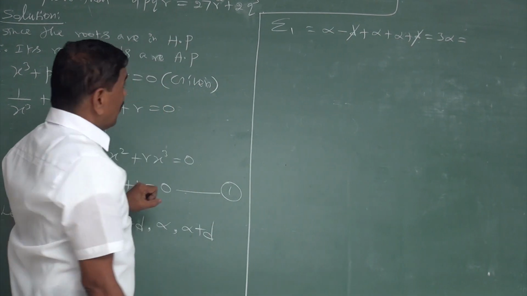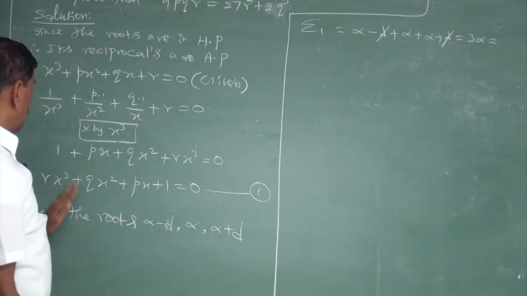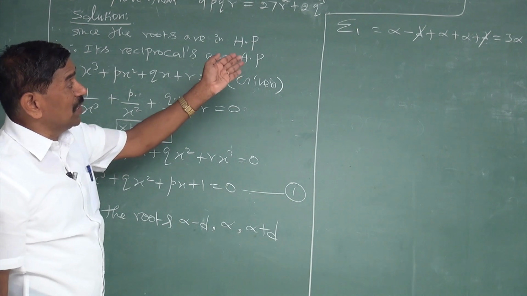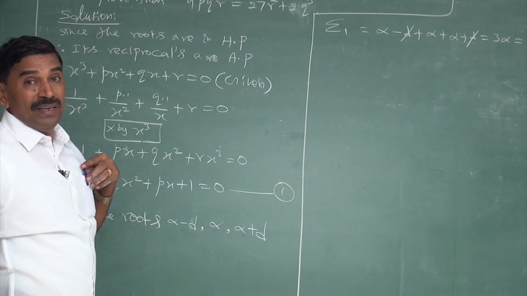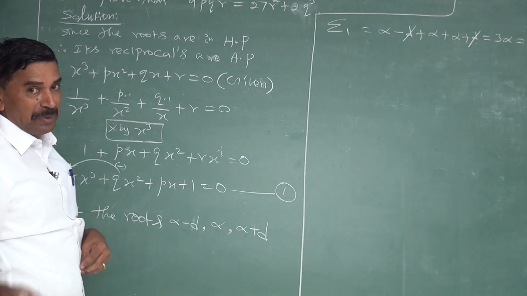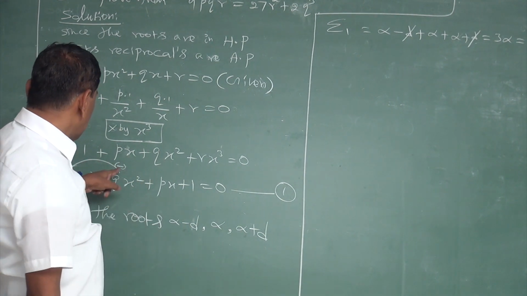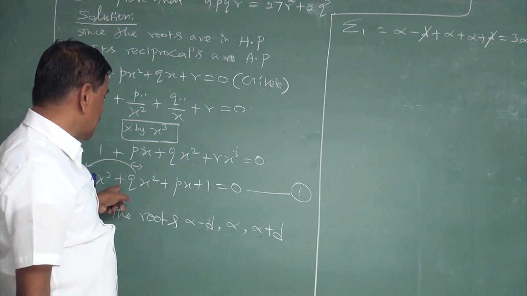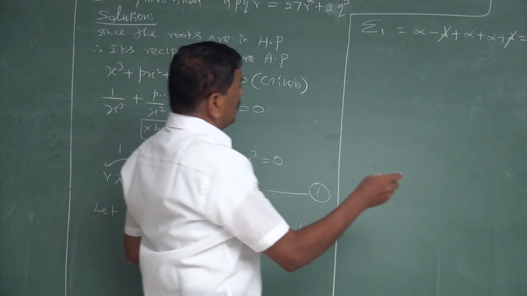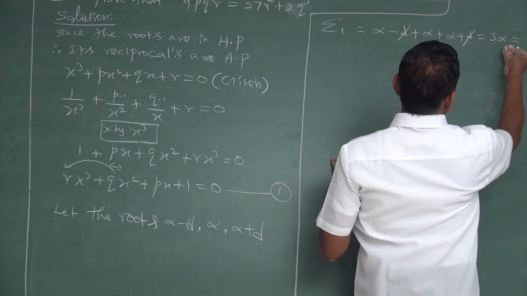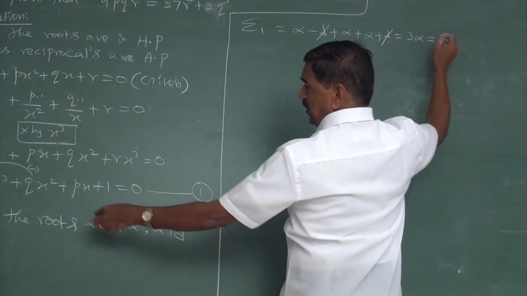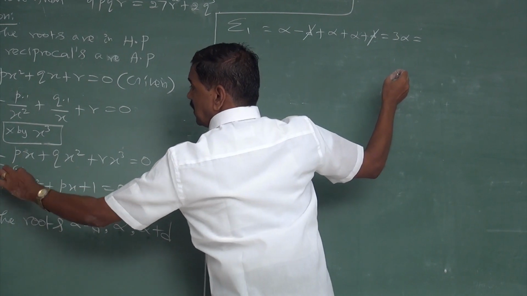Next step. Here sigma 1 is equal to, we know that for ax cube plus bx square plus cx plus d equal to 0, the sum of the roots taken one at a time, sigma 1, equals minus b by a. Yes, your answer is correct, which means here minus into plus gives minus. Next, that is minus q by r. So 3 alpha is equal to minus q by r, and this 3 alpha one can write downwards also.